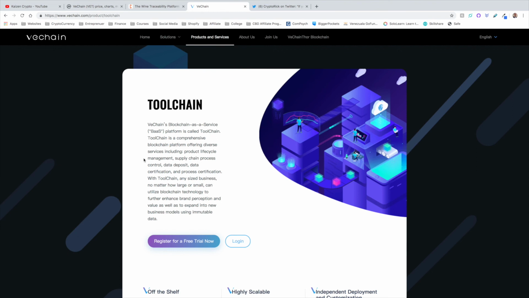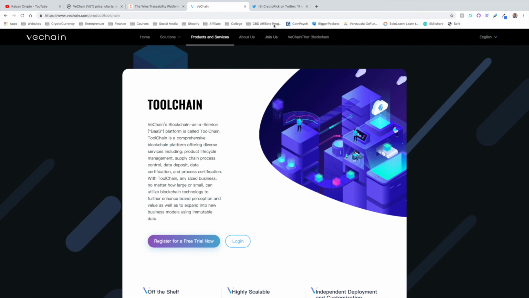So very interesting. I think that's super cool. It proves a significant use case and adoption for Vechain. So for you Vechain hodlers out there, keep on hodling. There is going to be a time and a place for Vechain.